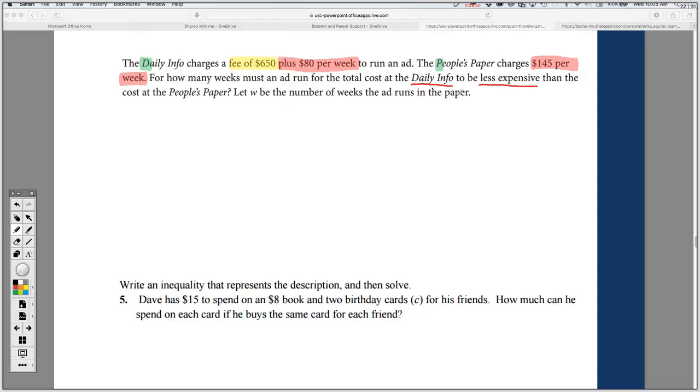Okay, everyone agree? Okay, what did you get for D? $6.50. That's it? What's the whole price? Plus 80W. Okay, 80W, and then we have plus 650. And then P equals 145W. Good job. All right.